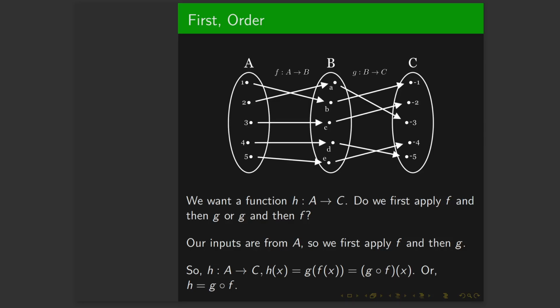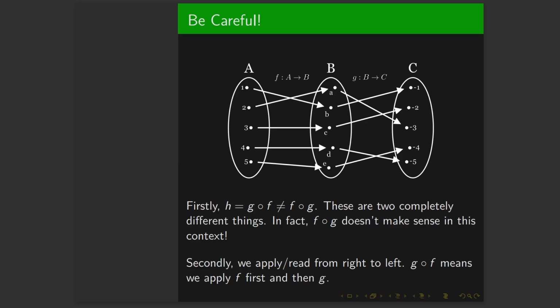What's on the inside is applied first. So f of x is applied first, then it's g of x. Or we use this little circle here that's empty in the middle to denote function composition. So g compose f of x. Or if we don't have the x at all, it's just h is equal to g compose f. g compose f is not the same as f compose g. These are completely different things. In fact, f of g, so applying g then f, doesn't make sense. Because how does that work? Well, if you apply g first, it takes elements from B to C, but then f doesn't take elements from C at all. So that literally does not make sense.